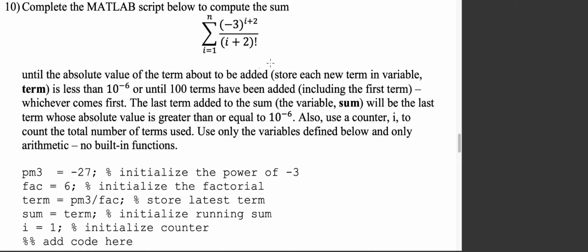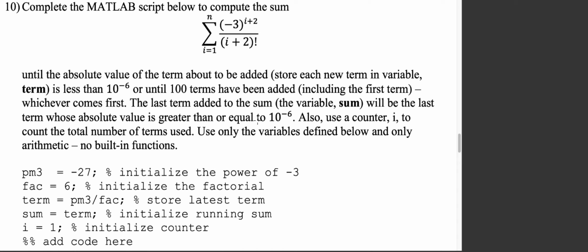Number 10 is going to ask us to write a script for this series. It's going to compute a term and add it up every time like a series would, until the absolute value of each term to be added is less than 10 to the negative 7. So we're just going to keep adding terms until it becomes smaller than 10 to the negative 7, or until we've added 100 terms. So whichever one comes first.